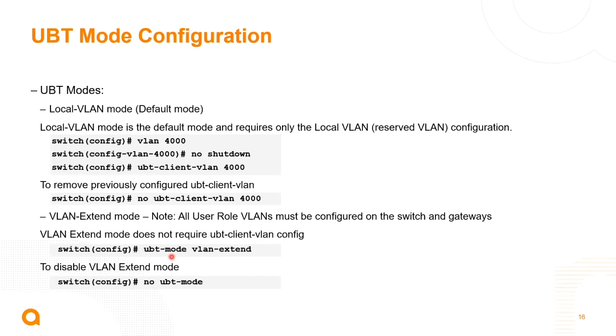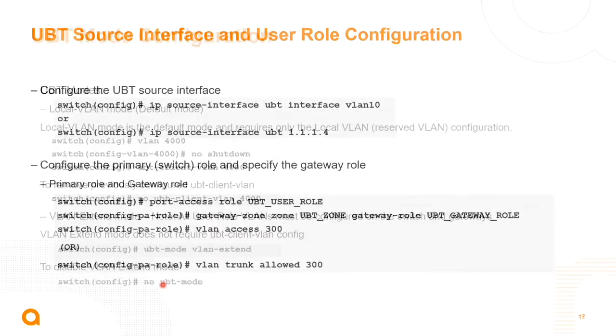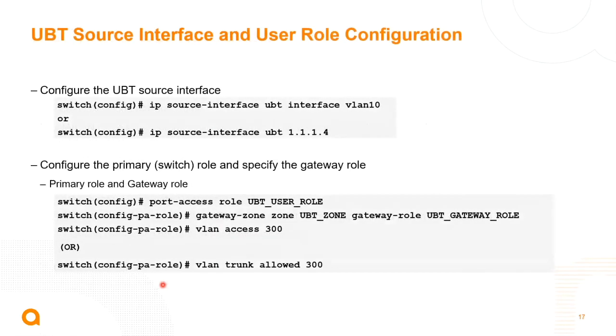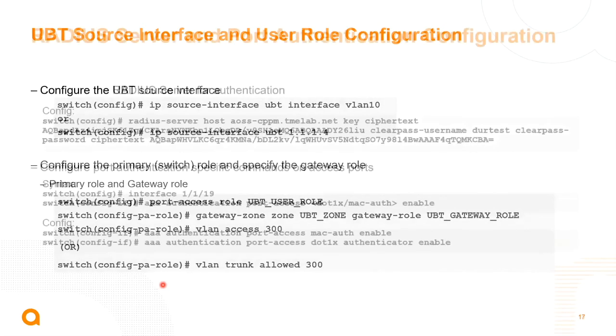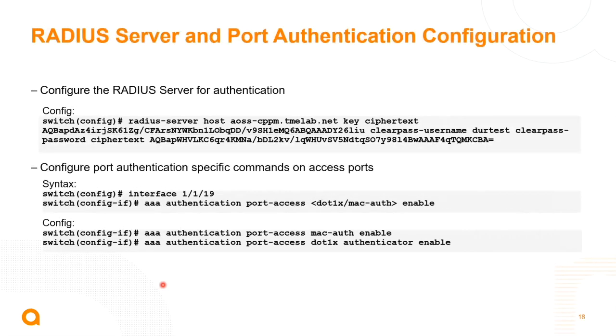If we're using the VLAN extend mode, we would do this UBT mode command. The UBT mode command only has one option, VLAN extend. So if you want to go back to reserved VLAN, you just do no UBT mode. There's no UBT mode reserve VLAN or local VLAN. It's just UBT mode VLAN extend. That's for the tagged VLAN method. If you want to remove that, you just do no UBT mode. I'll show you on the switch in just a second here.